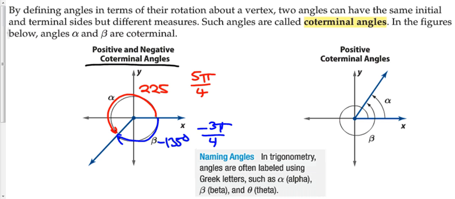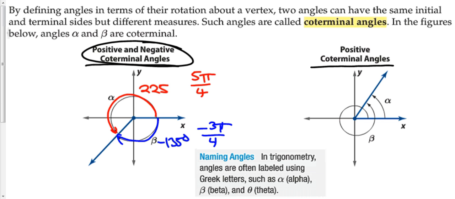And hopefully you'll get more comfortable with those types of angles. And if you can't think of those right off the top of your head, use a conversion factor for now. This is going to be a positive and negative coterminal angle.